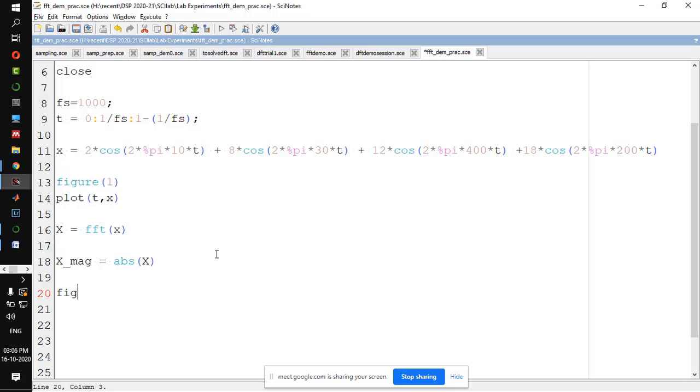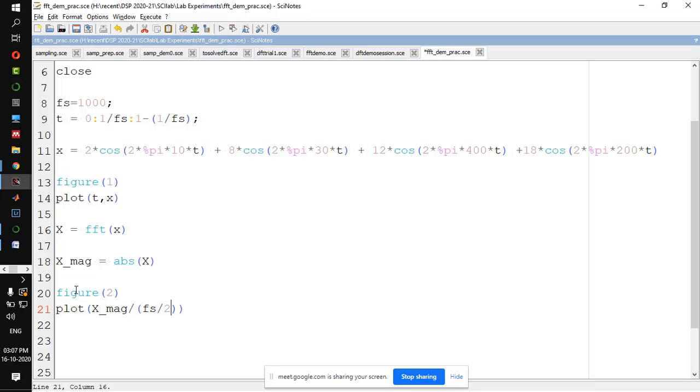What I will do, I will try to plot it in a different figure. Figure of 2. Plot of magnitude x underscore mag. So I'm just trying to plot absolute value. Plot of x mag, but there is a scaling issue here. I'm going to scale its amplitude by half of the sampling frequency. Just don't worry what's happening here. I'm just scaling it by half of the sampling frequency so that the amplitude will be proper.